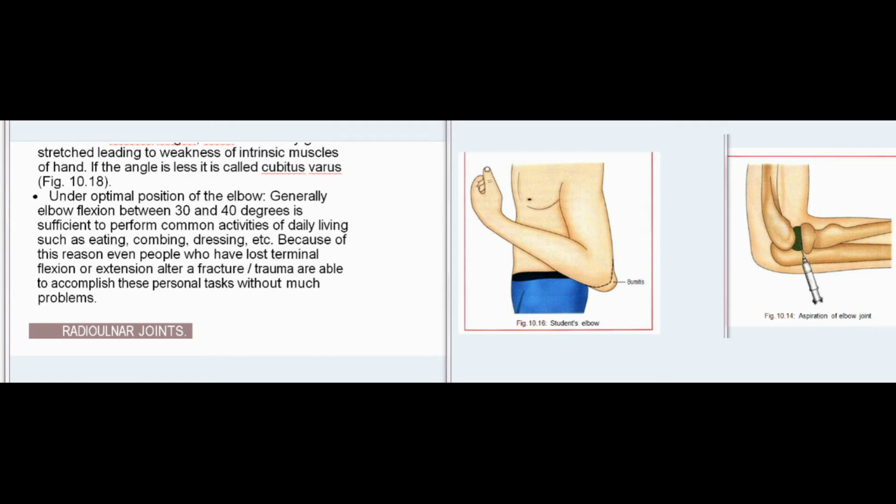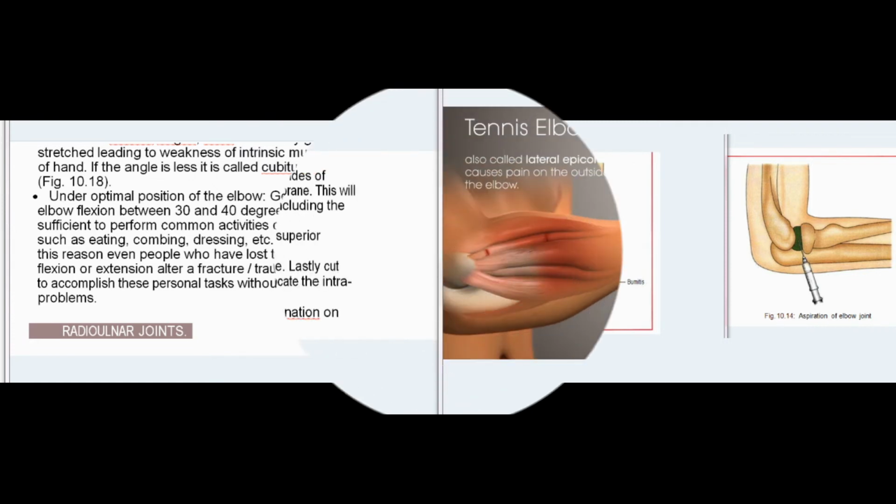10.18. Under optimal position of the elbow, generally elbow flexion between 30 and 40 degrees is sufficient to perform common activities of daily living such as eating, combing, dressing, etc. Because of this reason even people who have lost terminal flexion or extension after a fracture or trauma are able to accomplish these personal tasks without much problems.